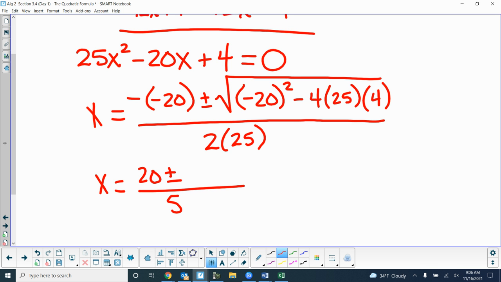And we got a 50, 2 times 25, and then square root, and then just put that negative 20 squared in parentheses, negative 20. Minus 4 times 25 times 4. And what happens is you get 400 minus 400, right? Which is 0. And what is the square root of 0? We all know. 0. So basically, it's just 20 over 50, which is 2/5.